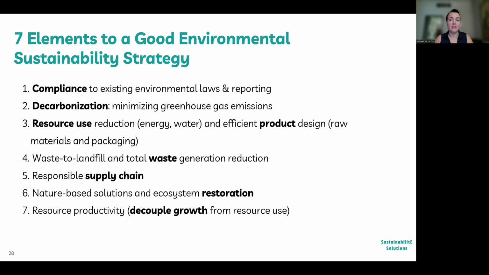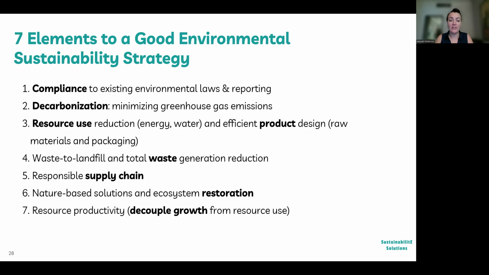Then we have decarbonization. This is a very high priority sustainability topic, and that, of course, is minimizing your greenhouse gas emissions from your operations and your supply chain. Then we have resource use reduction and product design. At its heart, this one is all about efficiency and saving your company money.